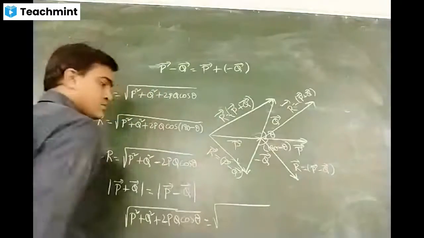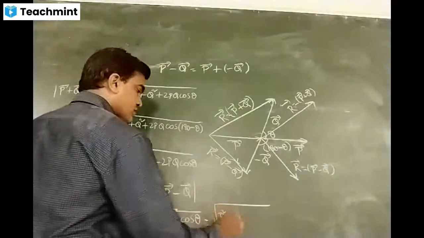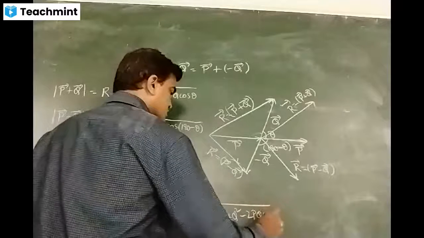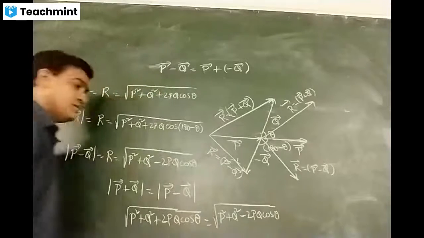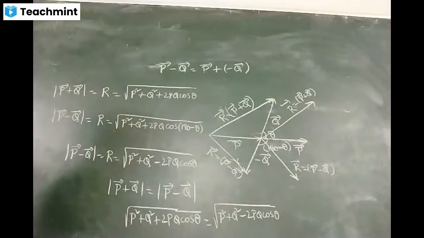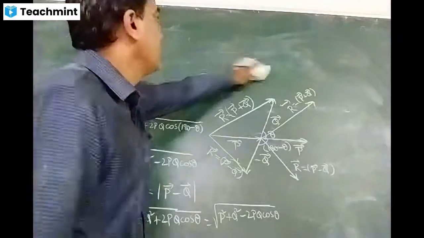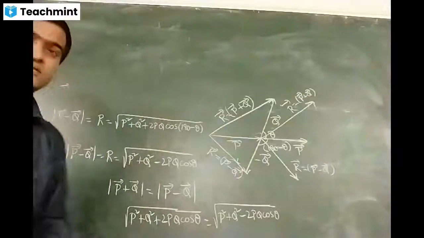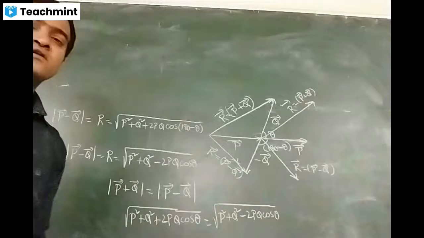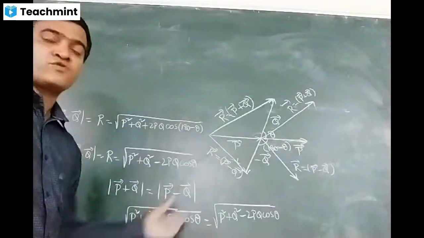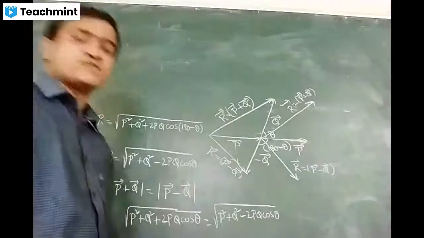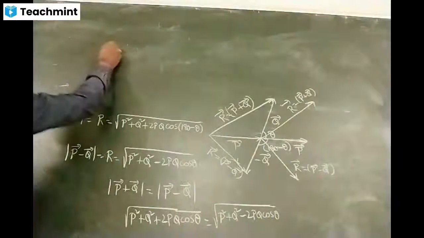Square root of p square plus q square minus 2pq cos theta. Can I cancel anything? Yes, sir. Plus 2pq and minus 2pq. Can the roots also be cancelled? You can cancel the square root, or take the square on both sides. If you square both sides, the roots will both be cancelled.